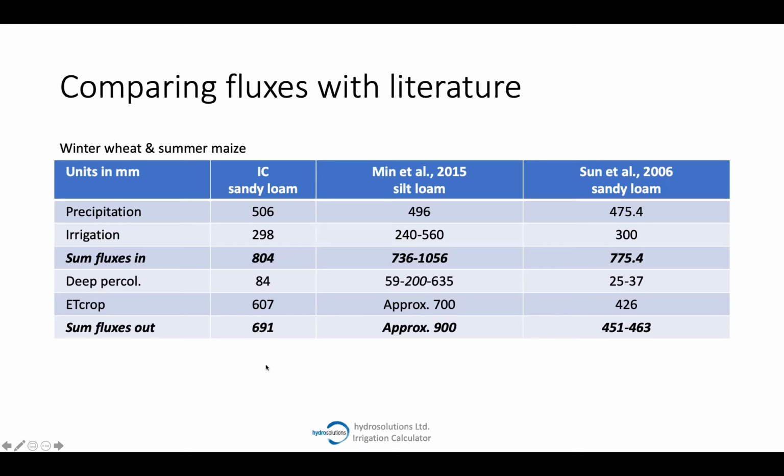studies from the literature. What we are most interested in here is the deep percolation flux, because that's the remainder of the water balance, which is not measured usually. And with our 84 millimeters per year, we are well within the range of the literature values.